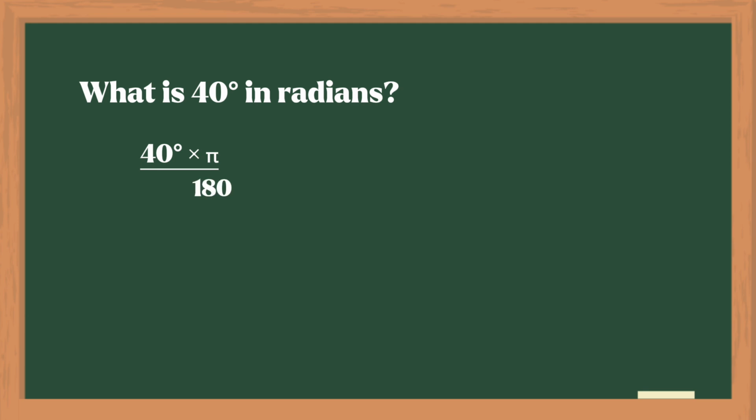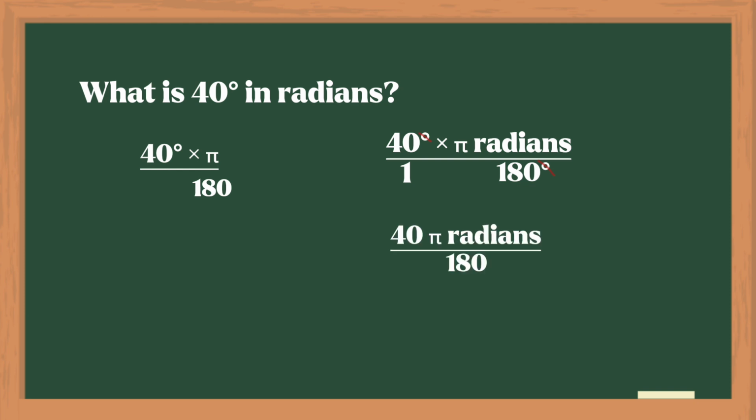When we multiply by pi over 180, we're essentially doing 40 degrees divided by 1 times pi radians over 180 degrees. And the reason we can do that is because pi radians equals 180 degrees. So, we're essentially just multiplying by 1 because anything divided by itself is 1. So, we can cross-cancel the degrees units and we're left with only radians. And so it becomes 40 pi radians over 180, which we can simplify to be 2 pi over 9 radians.